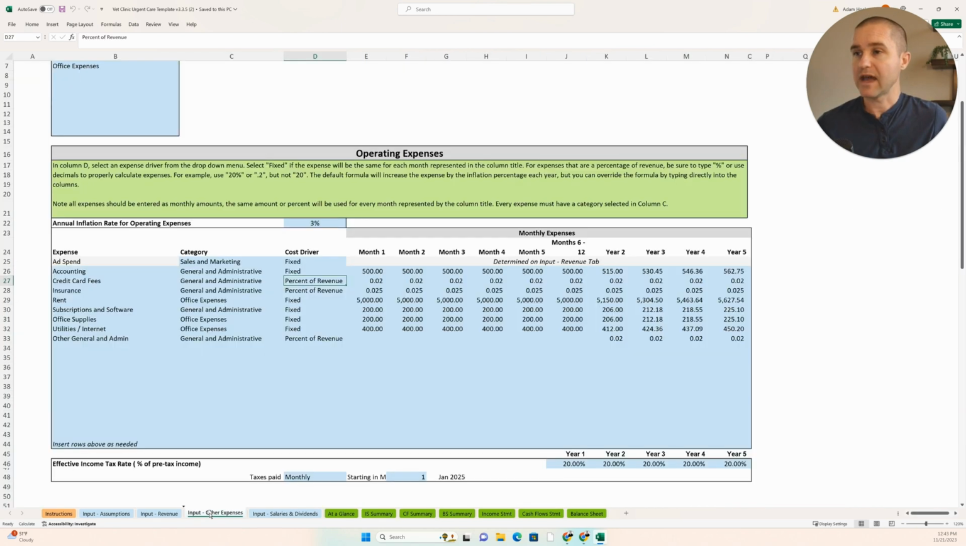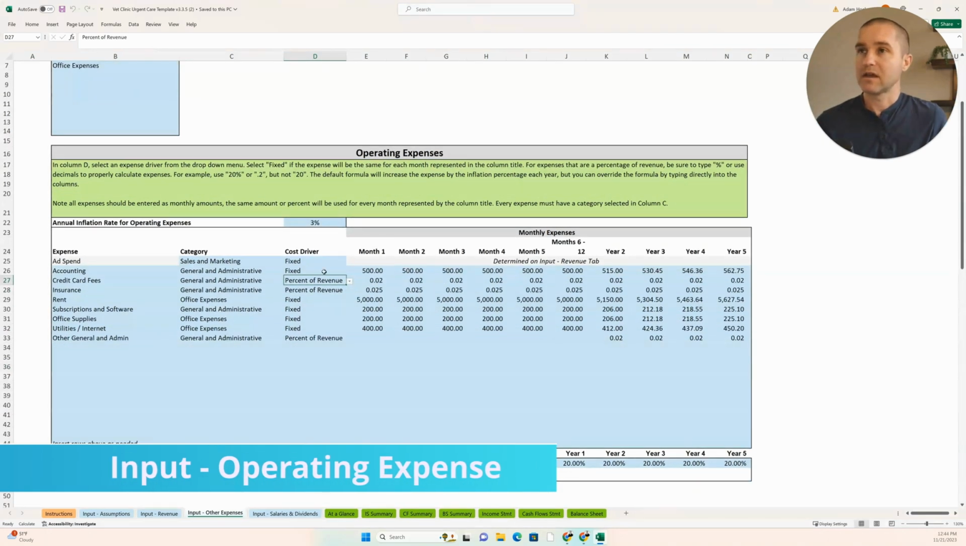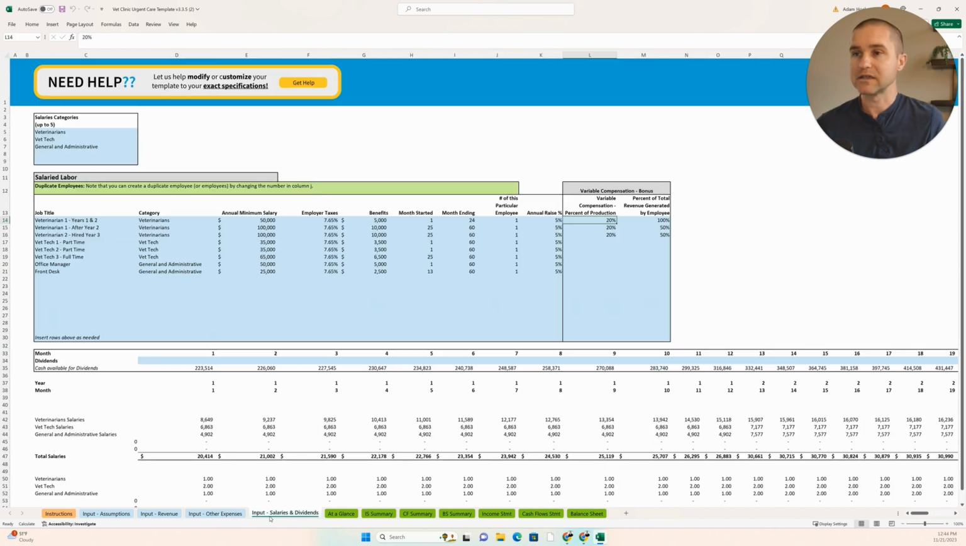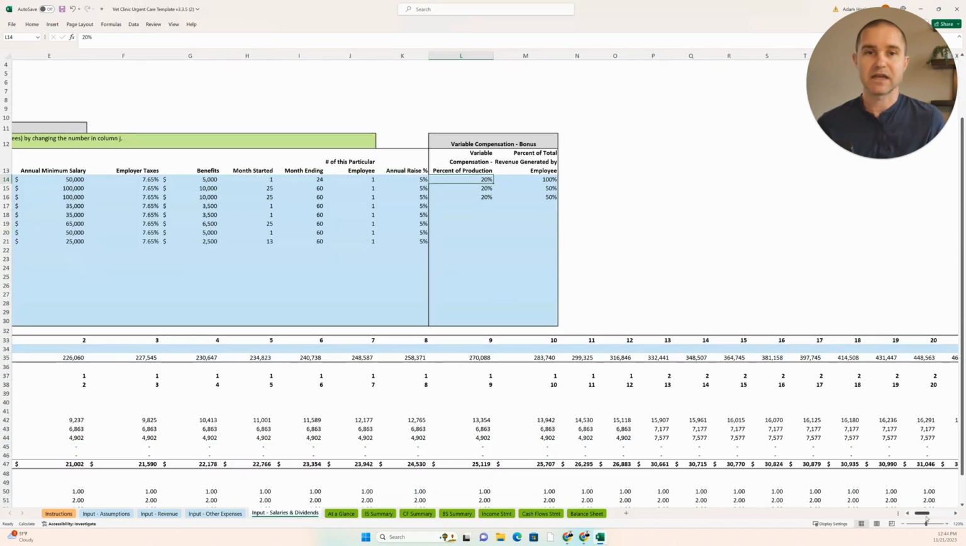All right, based on that, we can then jump over to our operating expense tab. You can enter your different operating expenses as either a fixed dollar amount or as a percentage of revenue. We've got a drop down here where you can select fixed or percentage of revenue. Insurance might be a good example of an expense that should be a percentage of revenue, and we can enter that percentage as 0.025, which represents 2.5%, for example. We can also see our salaried positions that we need to add on the salaries and dividends tab.